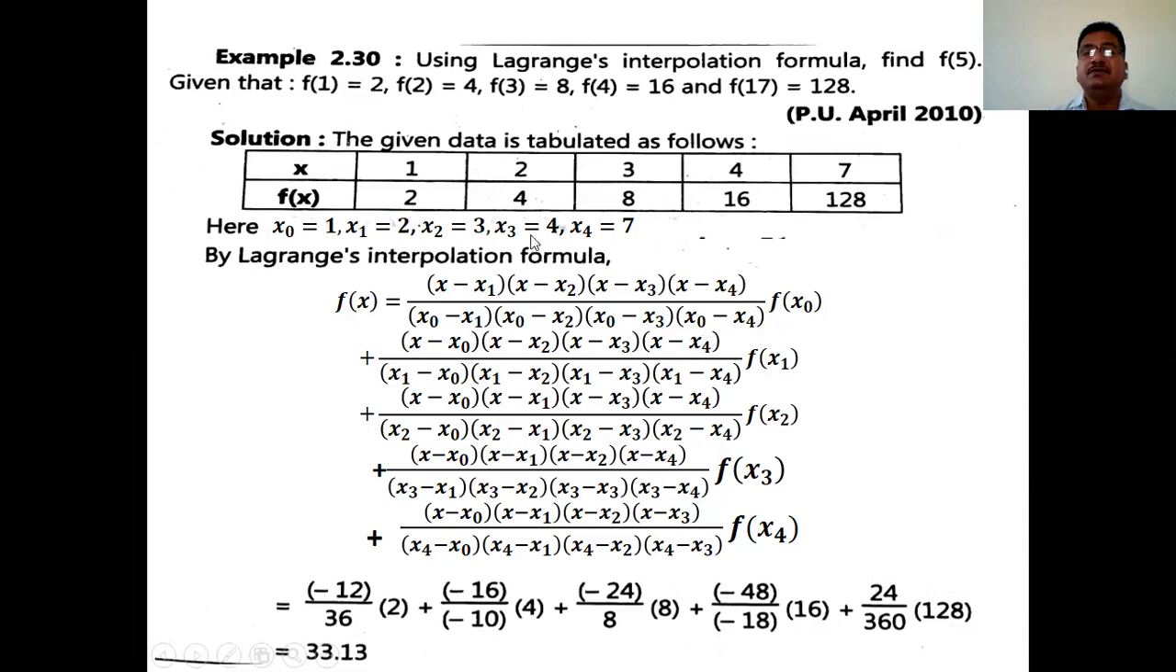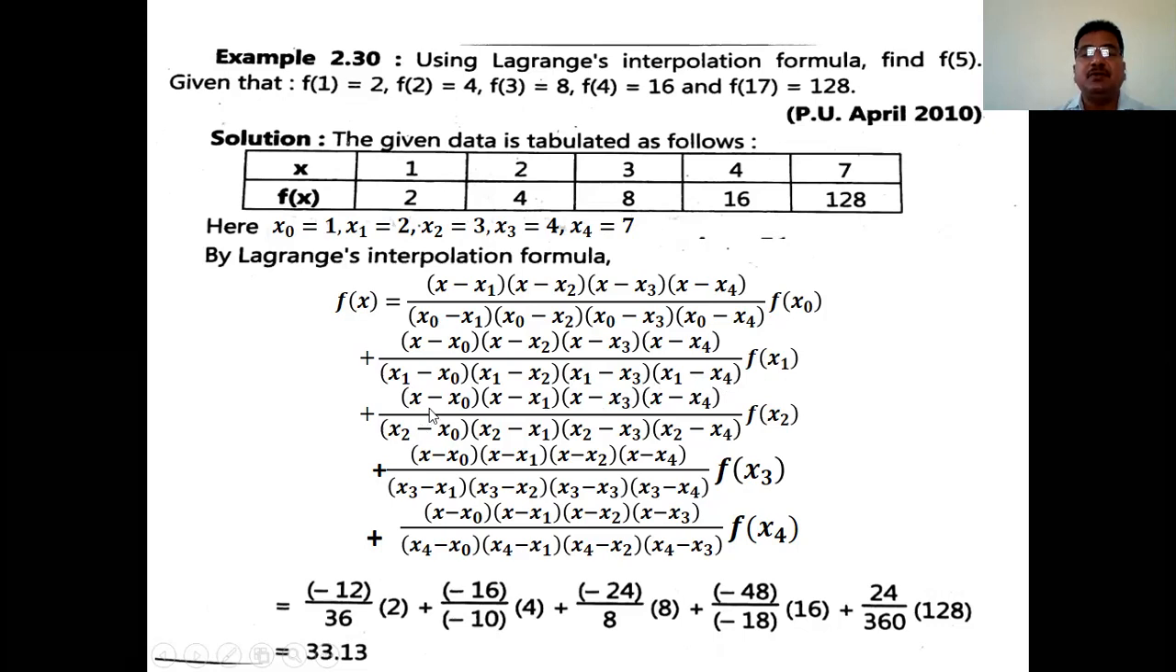Because the values go up to x4, the last value of x is x4. So the last term is x minus x4. Don't write x minus x5, because there is no x5. So: x1 minus x0, x1 minus x2, x1 minus x3, x1 minus x4, into f of x1.